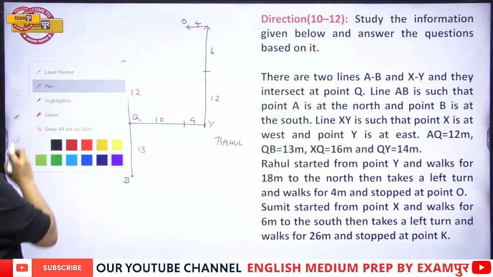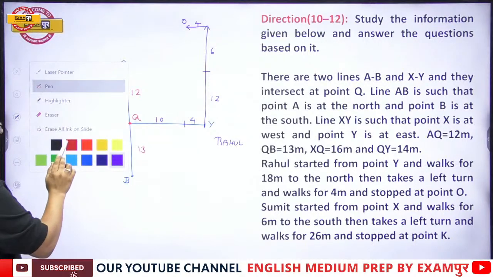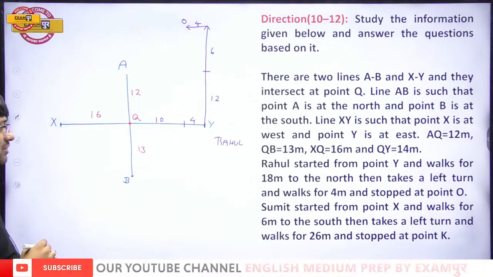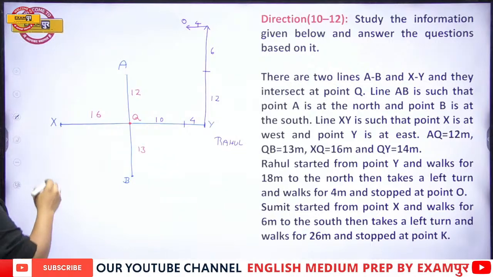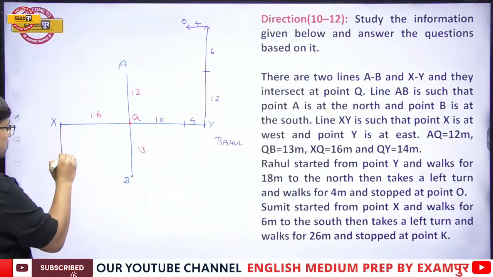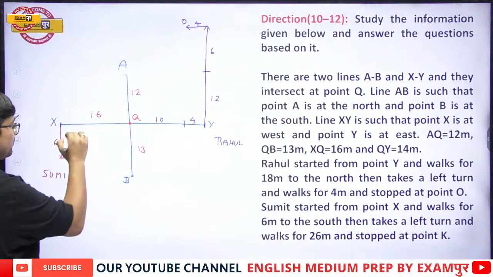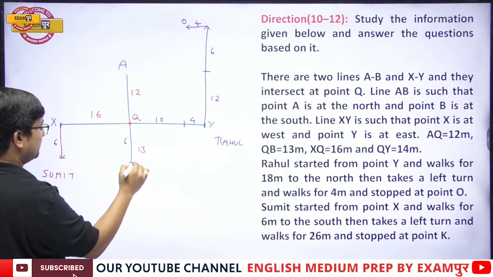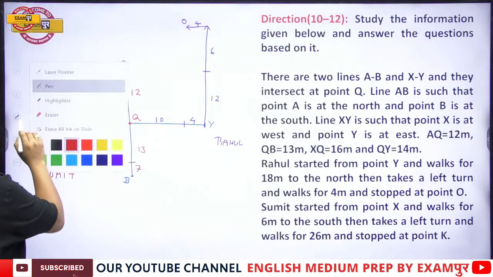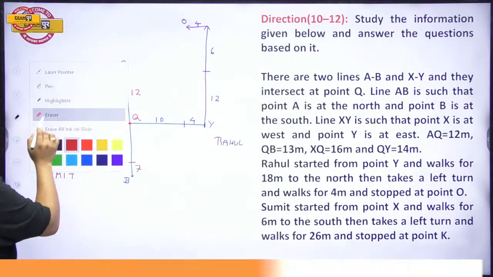Now let us talk about Sumit. Sumit started from point X and walks 6 meters to the south. Now if this is 6, even this distance is 6, and the remaining distance is 7. Alright everyone.